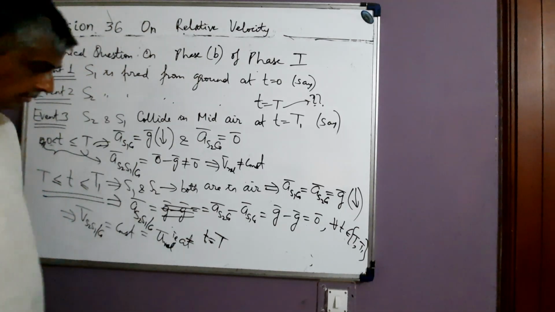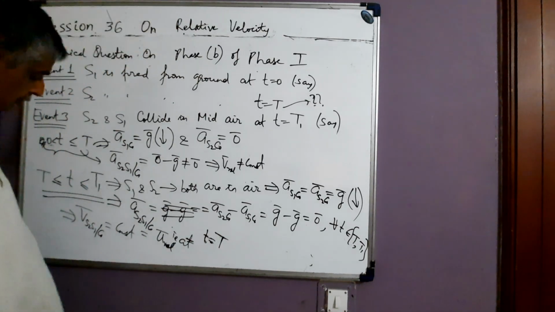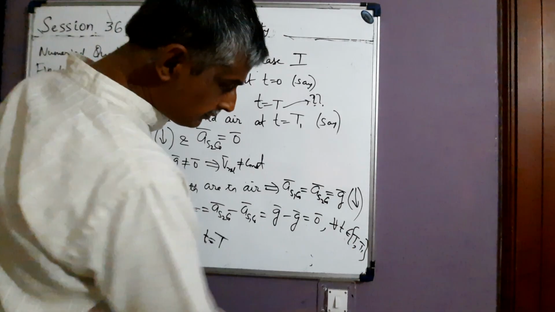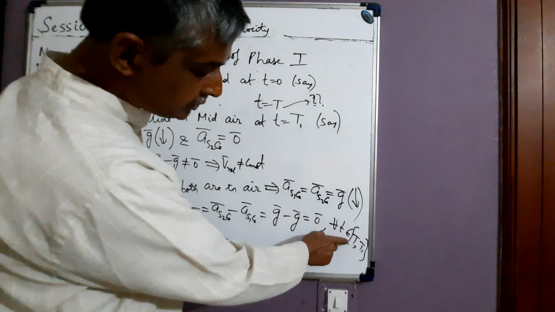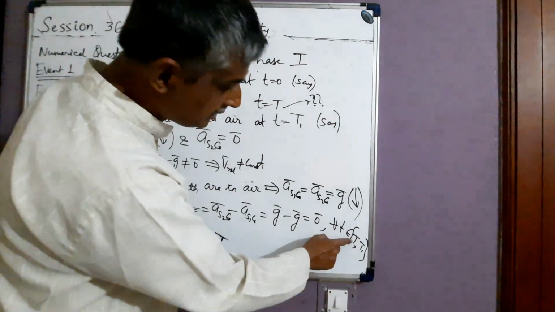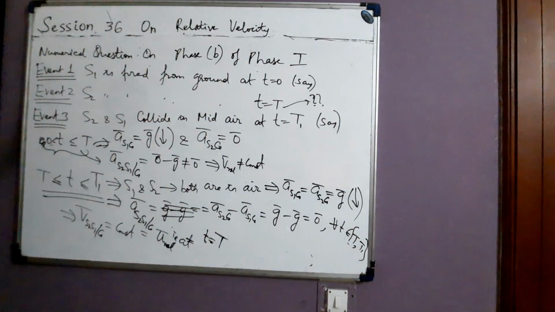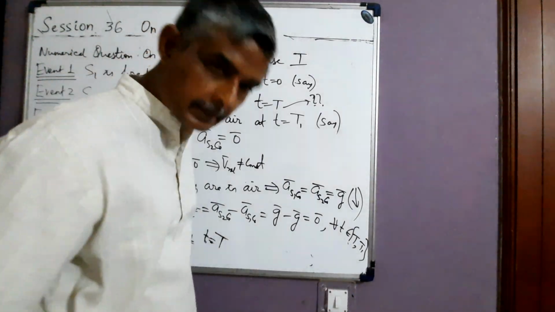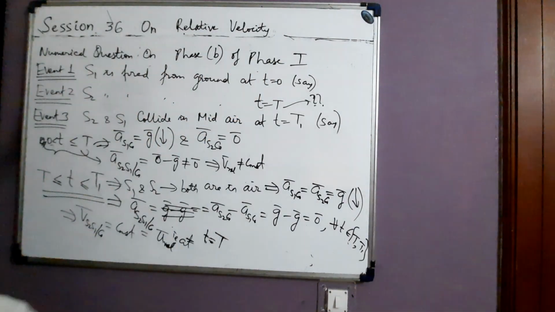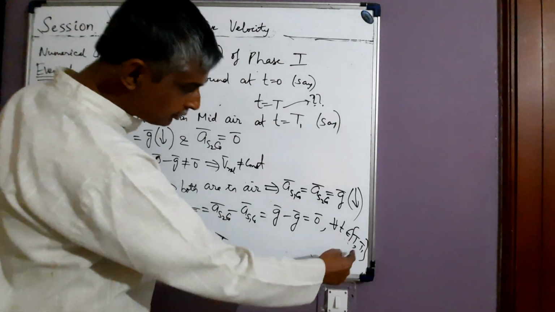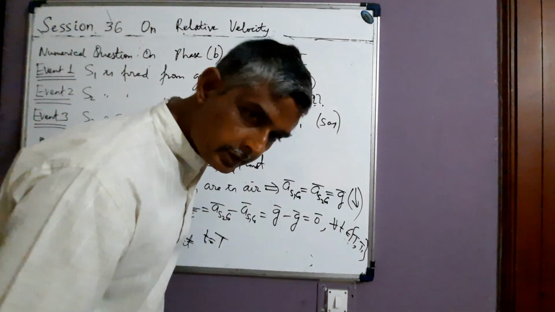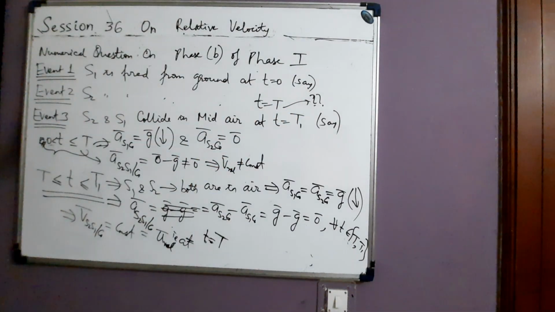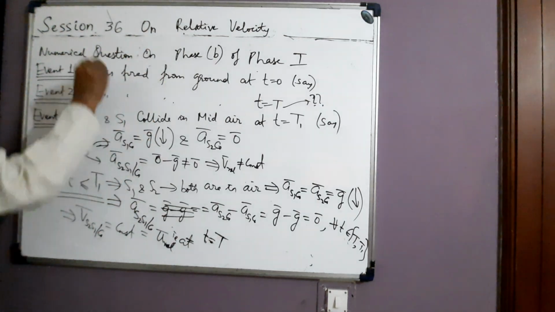So the relative velocity between these two shells in the ground frame is constant in this time interval and is equal to the relative velocity at the start of this time interval, that is at t equal to capital T. It is just the relative velocity at the start of the time interval, at t equal to what? Capital T. The relative velocity at this instant is also the relative velocity at every instant of this interval.